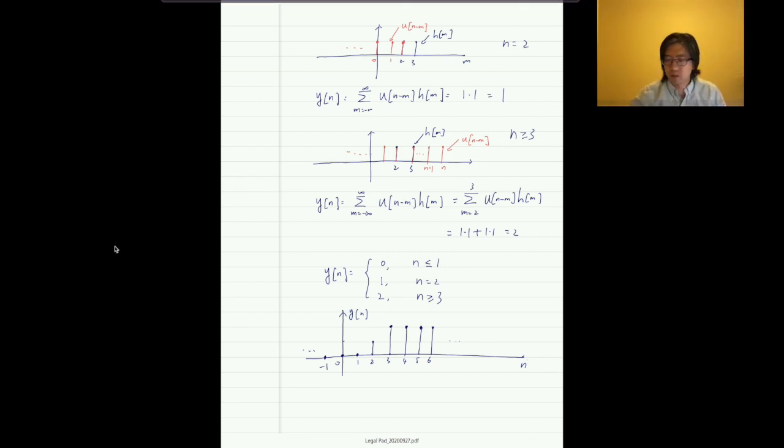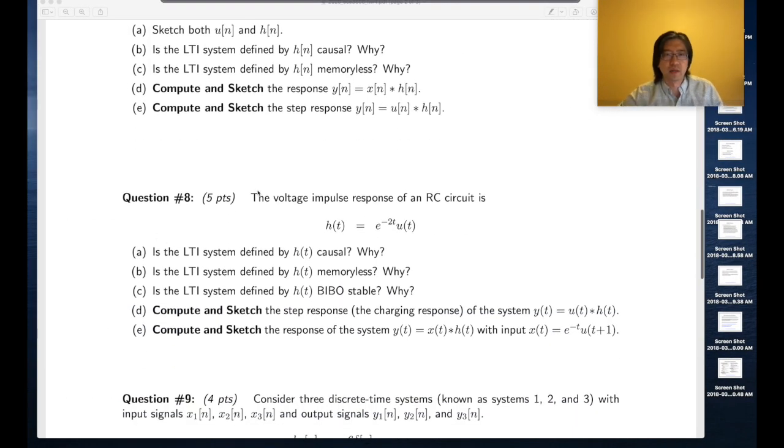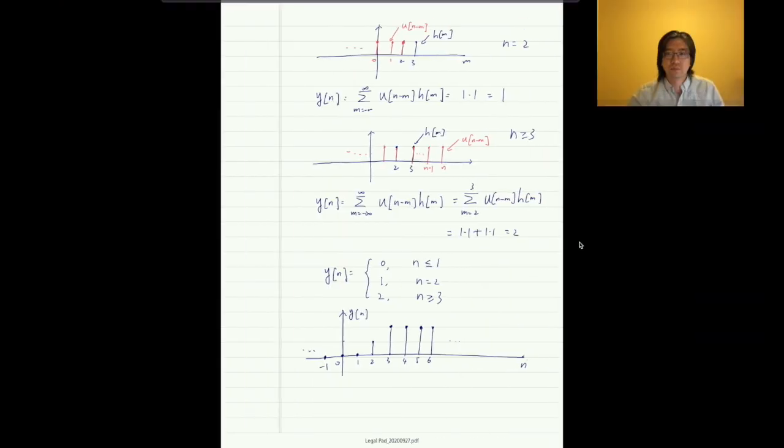Next, let's take a look at problem number 8. In this problem, again, it's similar to the problem before. Now we have a system, which is the voltage impulse response of an RC circuit, given by this. Now we're going to solve the following questions, which are very similar to the previous questions, okay? So let's write it down, problem number 8.